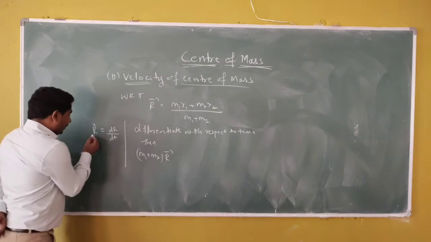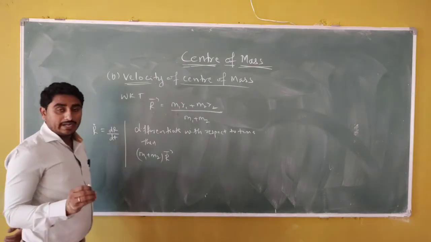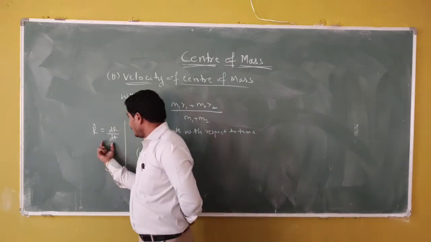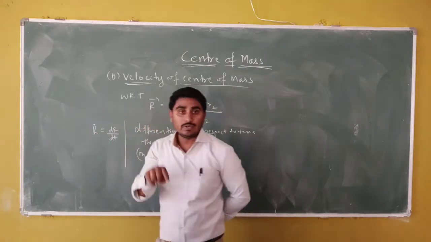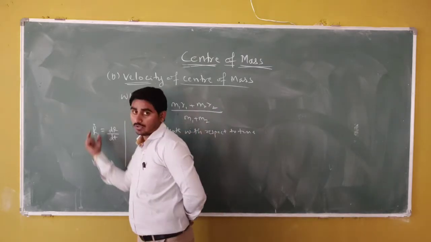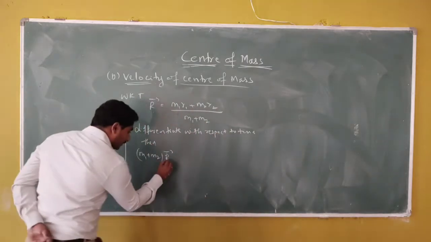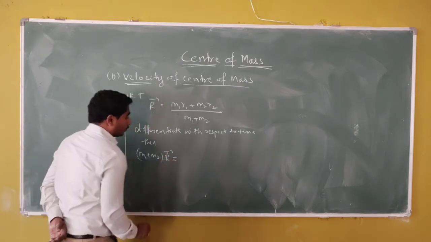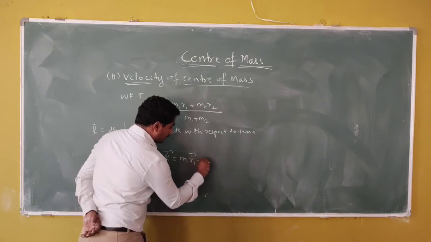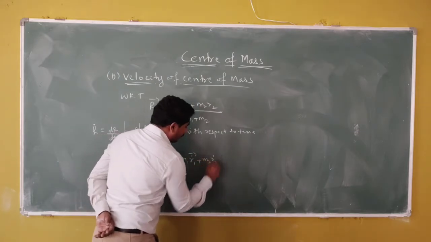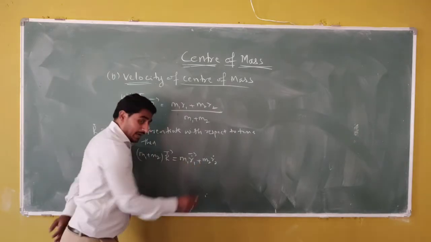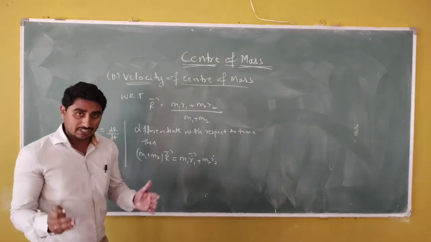Usually we represent the rate of change of displacement as v, but here I have written it as R dot. So R dot is equal to m1 r1 dot plus m2 r2 dot. Here the only differentiating term is r. Why? Because the mass is constant, only the position is changing.